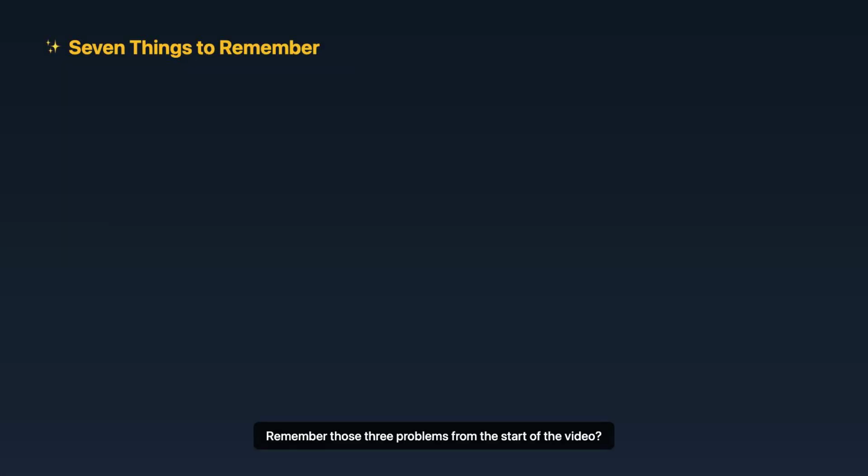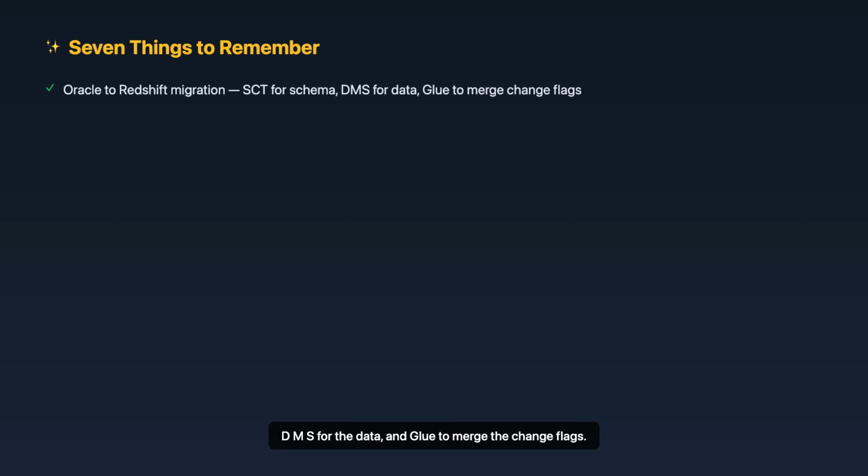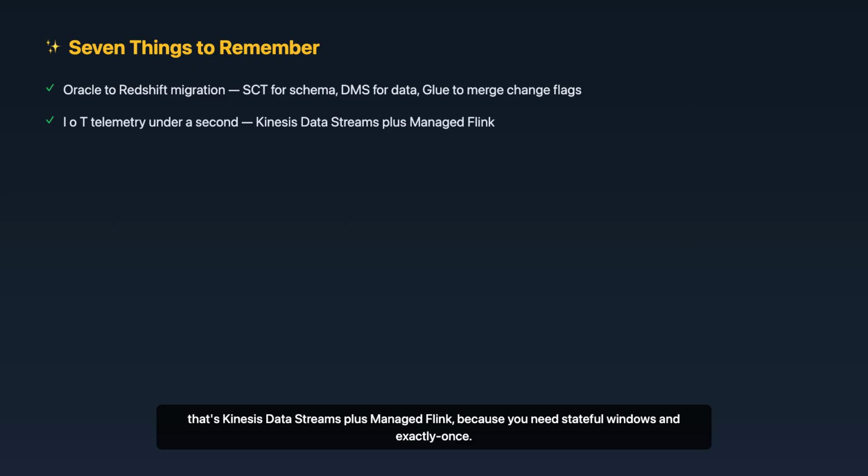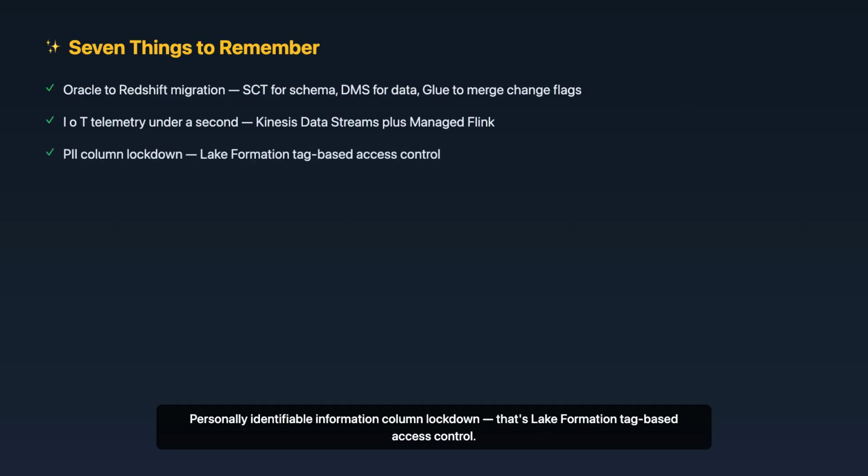Remember those three problems from the start of the video? Oracle to Redshift migration, that's Schema Conversion Tool for the schema, DMS for the data, and Glue to merge the change flags. IoT telemetry under a second, that's Kinesis Data Streams plus managed Flink, because you need stateful windows and exactly once. Personally identifiable information column lockdown, that's Lake Formation tag-based access control.